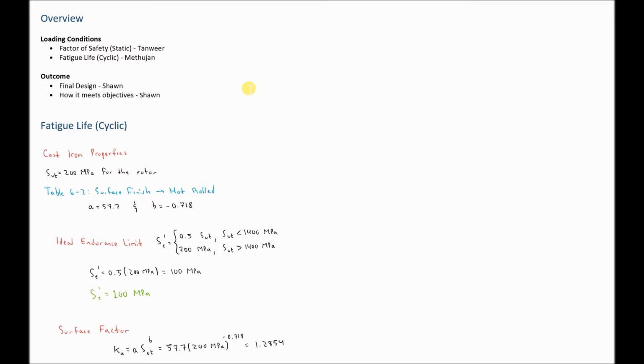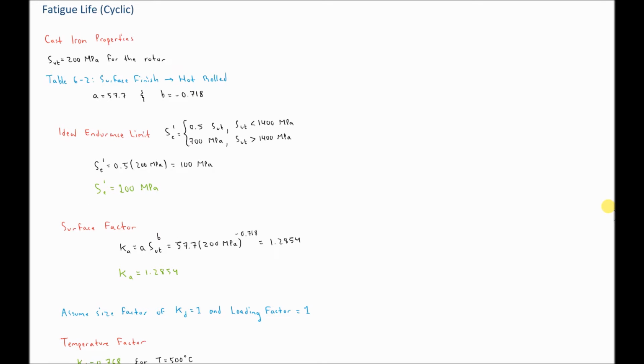As you can see, we've selected the disc brake as our project. Very quickly, the two design objectives we want to achieve are maximum cooling and maximum braking. However, the problem is thermal induced stresses. So we're going to go over quickly our loading conditions, and then talk about how our final design meets our objectives. I'll be talking about the estimated fatigue life of the rotor.